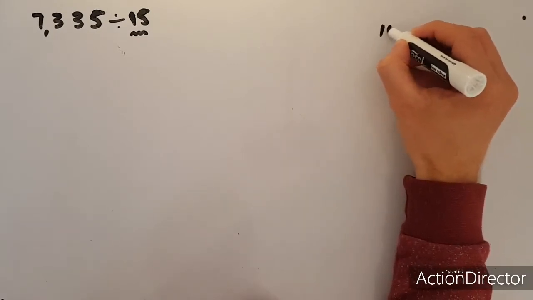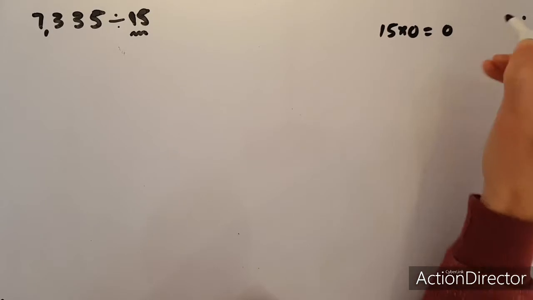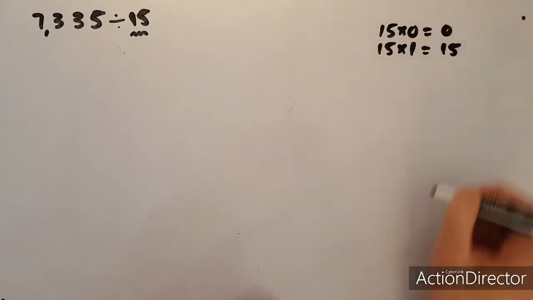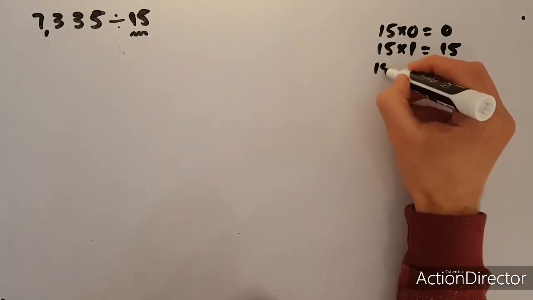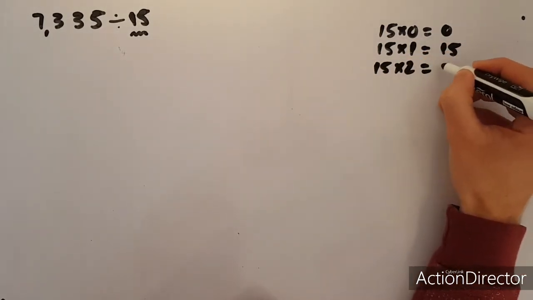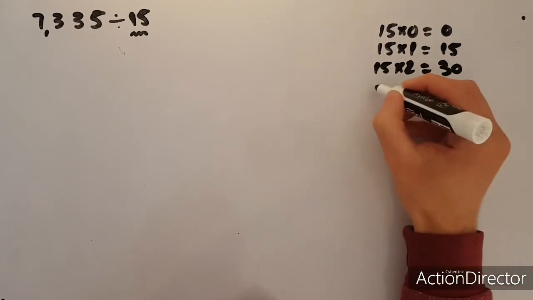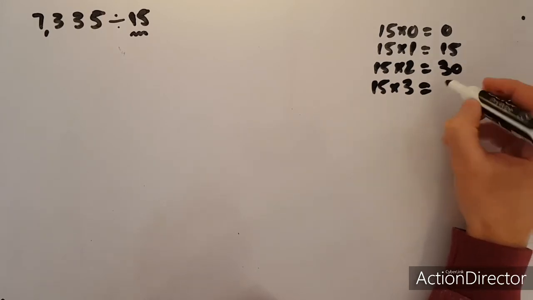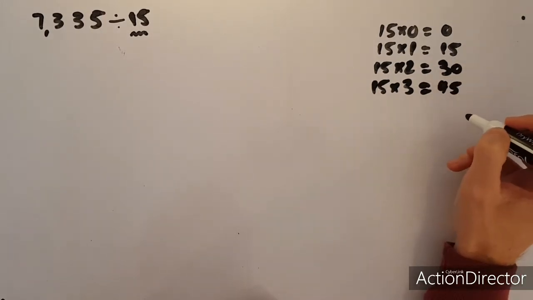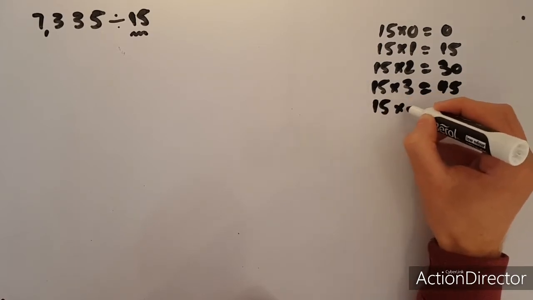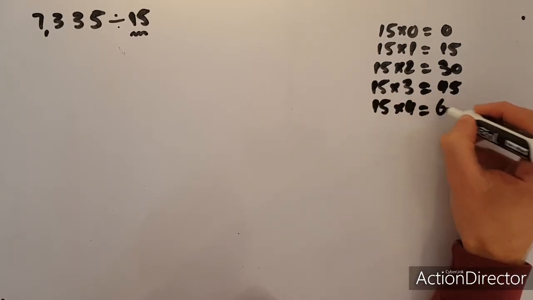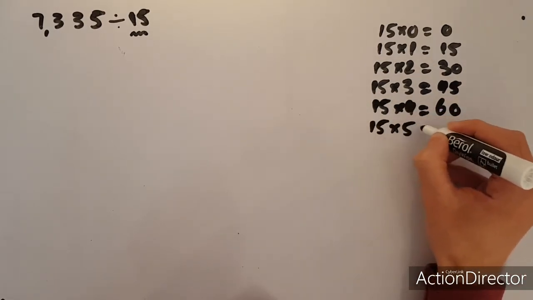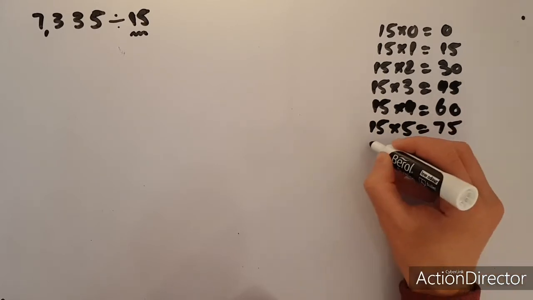15 times 0 gives me 0. 15 multiplied by 1 is 15. I'm going to be writing the first 10 multiples here. Next, 15 times 2, well, double 15 gives me 30. 15 times 3, well, that's just 30 plus 15, which gives me 45. Next, 15 multiplied by 4 will give me 60, because that's 45 plus 15. 15 multiplied by 5 will give me 75.